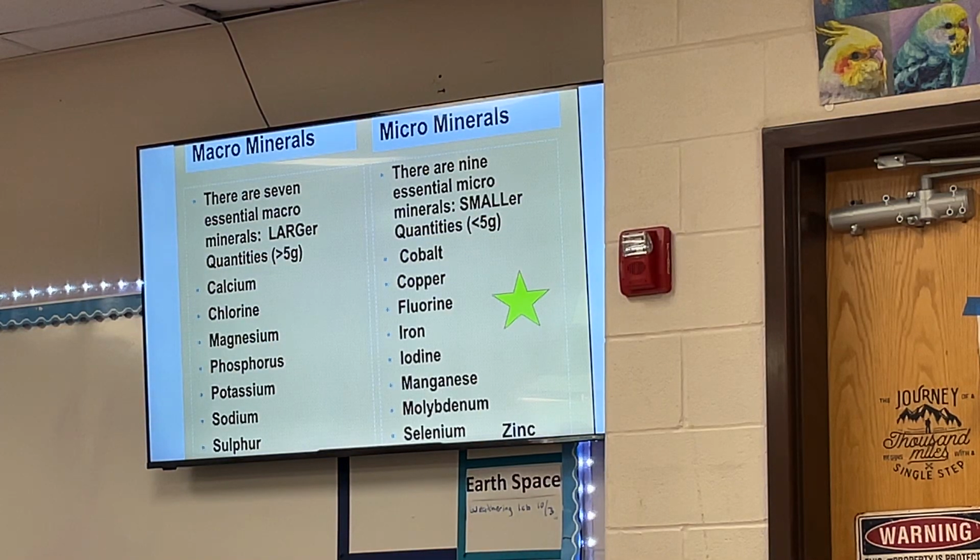So here's a list of some macro minerals, and here are some lists of micro minerals. There are 9 essential micro or smaller quantity minerals: cobalt, copper, fluorine, iron, iodine, magnesium, molybdenum, selenium, and zinc. And there are 7 essential macro minerals: calcium, chlorine, magnesium, phosphorus, potassium, sodium, and sulfur.